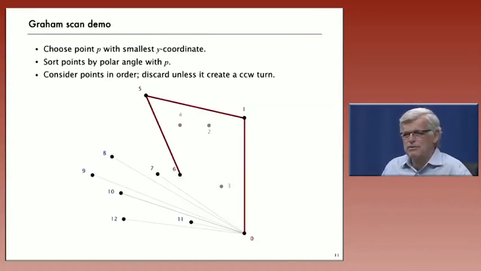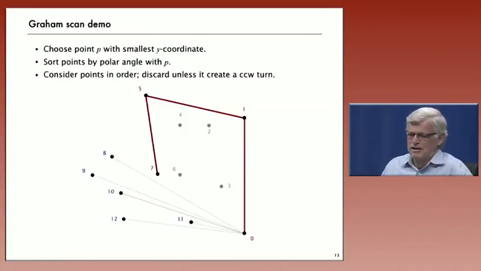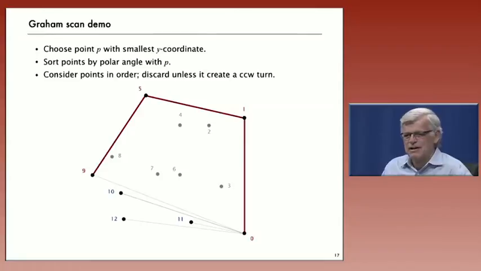So now we go to 6. As far as we know, it could be, but as soon as we hit 7, we know that it can't be because that's a right turn. So 6 is not there. We go to 8. Nope, 7 can't be on the convex hull. Go to 9. 8 can't be on the convex hull. Now we go to 10 and 11. As far as we know, they could be. If 12 weren't there, they would be. But as soon as we hit 12, we see that 11 can't be on the convex hull and 10 can't be on the convex hull. And that completes the computation of the convex hull with the Graham scan.